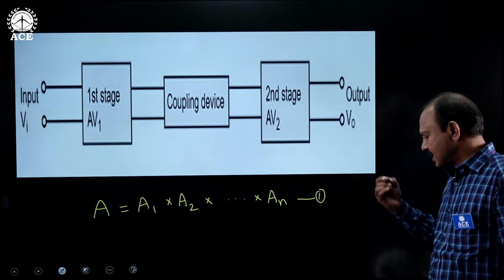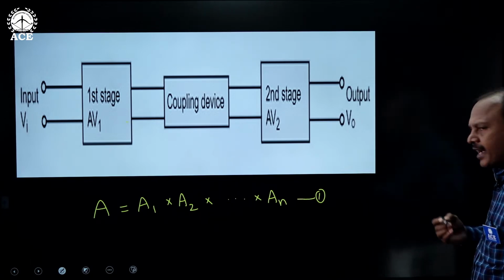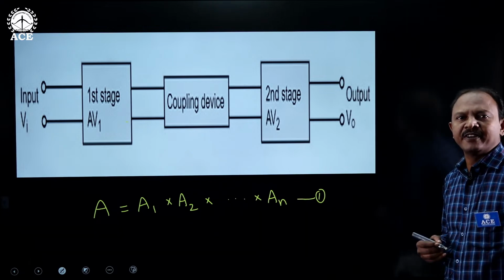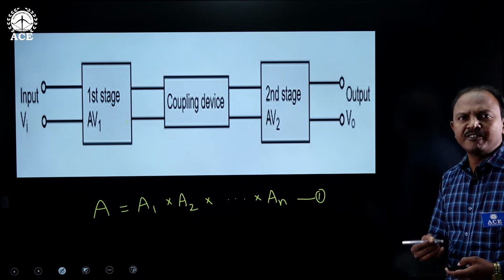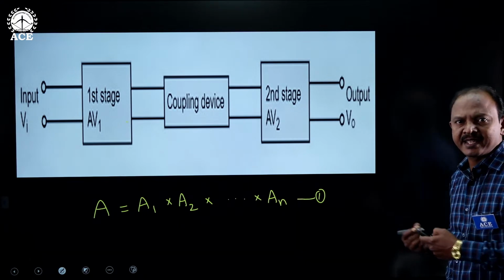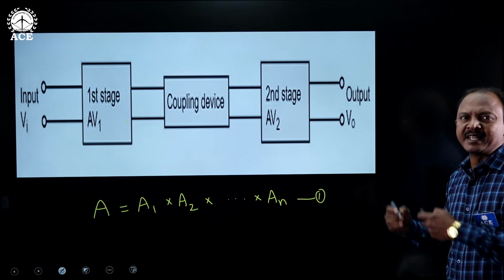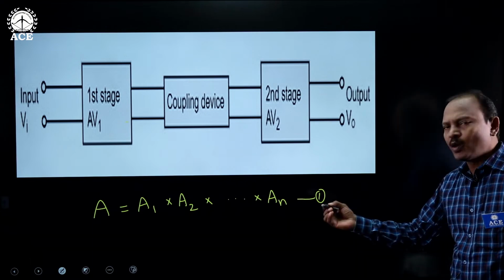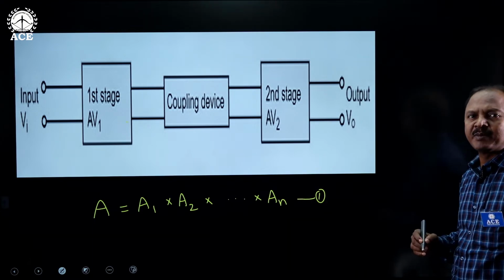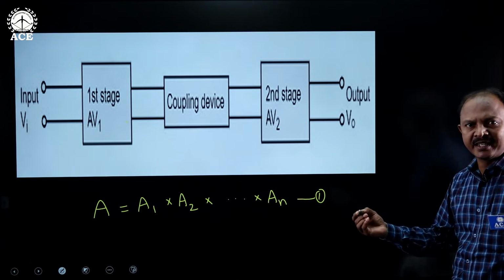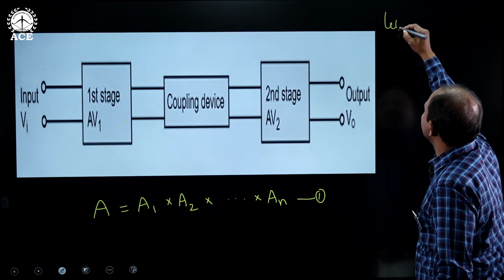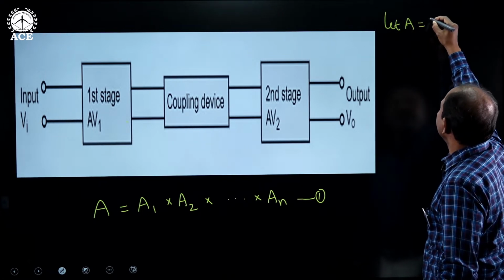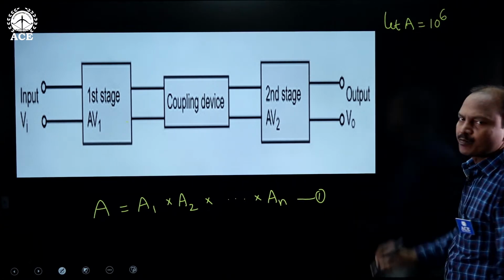Let us consider a simple example here. Assume that 3 CE amplifiers, 3 common emitter amplifiers having gain of 100 each are cascaded to form a multistage amplifier. Then the overall gain of the 3-stage amplifier becomes 100 into 100 into 100. That means the overall gain becomes, let us say, A equal to 10^6.